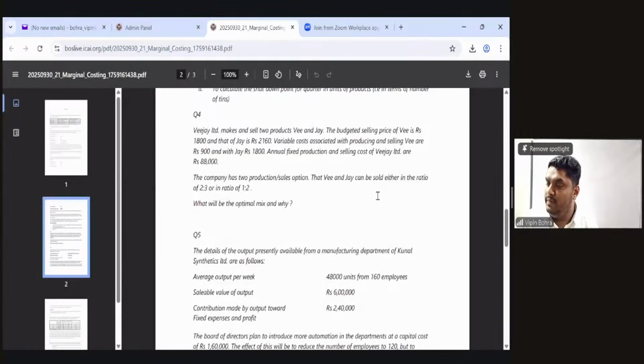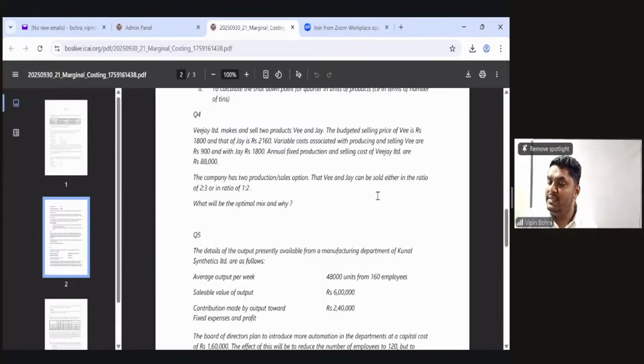So Vijay Limited makes and sells two products, V and J. The budgeted selling price of V is 1800 and that of J is 2160. So the selling price of the two products is given, that is 1800 and 2160. And the variable cost is also given, that is 900 and 1800. The annual fixed production and selling cost of V and J is 88,000. So the selling price and variable cost are given separately for the two products, and the fixed cost is given as a whole, that is 88,000.